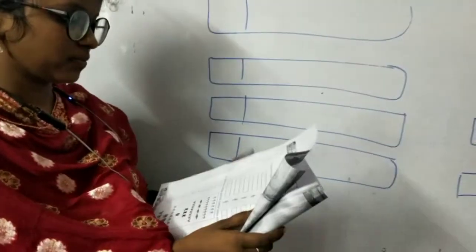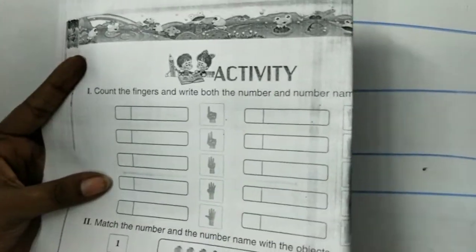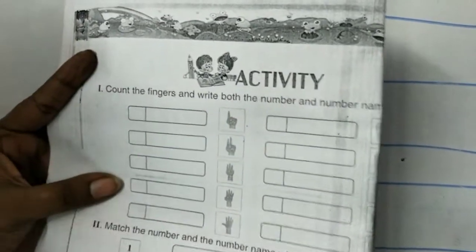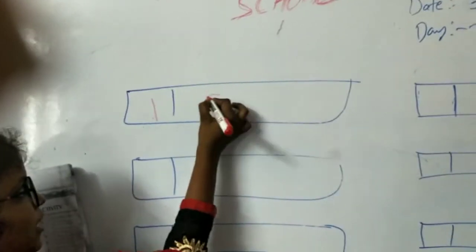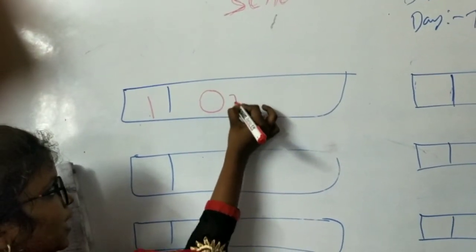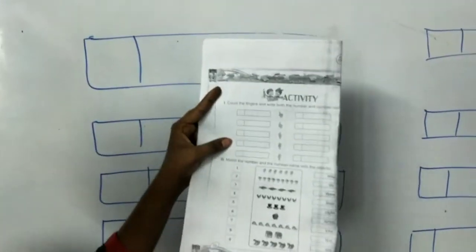See page number 2 in your maths material. See, activity is there. You have to count the fingers and write that number, and you have to write the number name. How many fingers are there here? 1. So you have to write 1. What is the name? O-N-E, 1. Take your pencil and write it in your box. I will check it later.